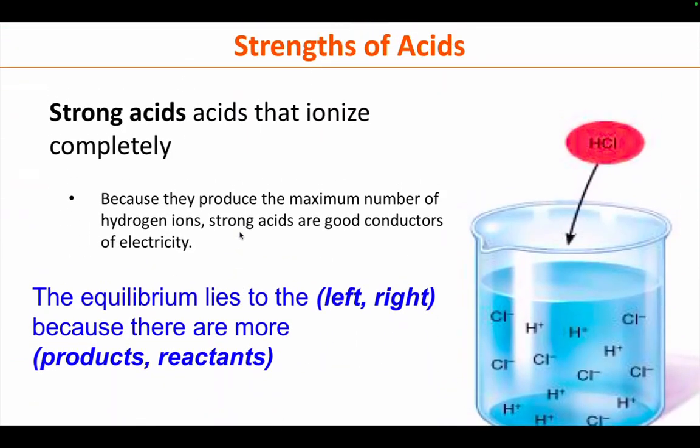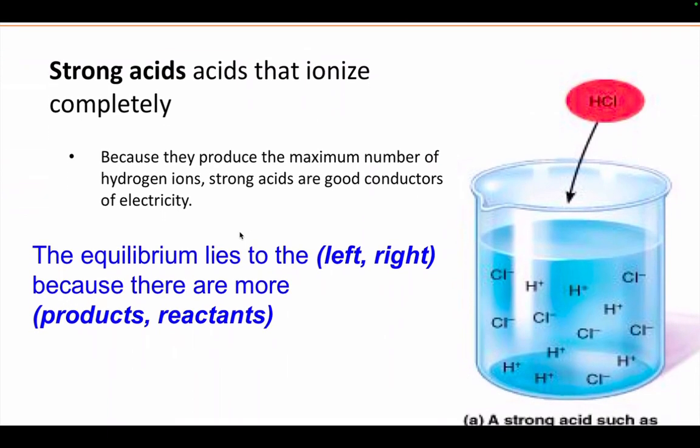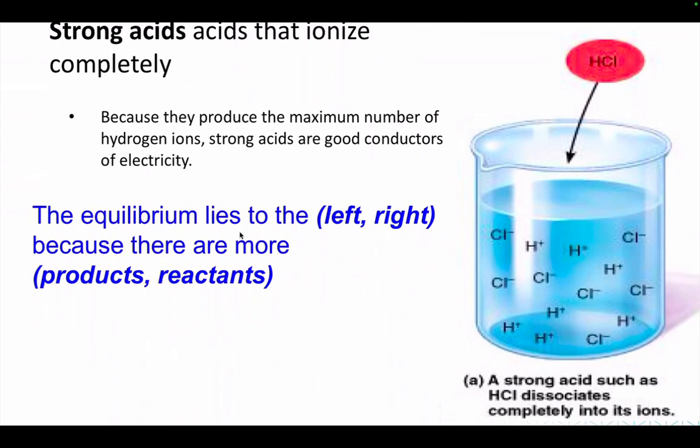So strong acids are going to completely ionize or break apart, producing like 100% breakup. They're really good electrolytes. The equilibrium is going to lie to the right, and I'm going to explain that a little bit more later, because there's going to be more of the products. I'll explain that in more detail in just a second.